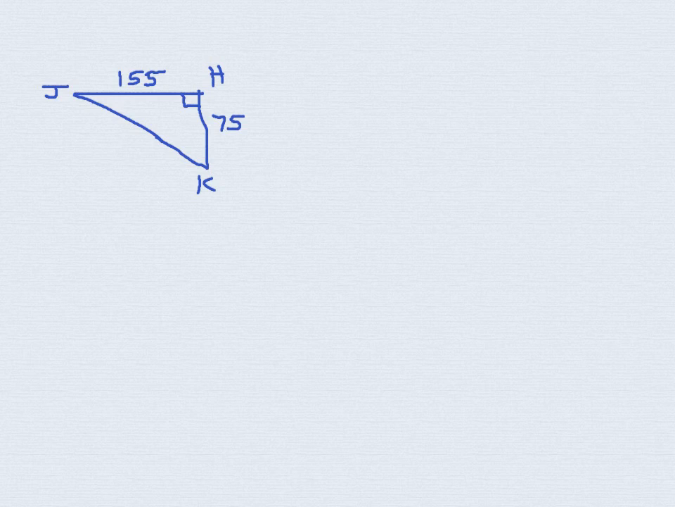You can do one more like this for practice. If we're trying to find an angle, pick an angle. Let's find angle K. With respect to angle K, the two sides that we're given, the first side's the opposite, the second side is the adjacent to angle K. If you start with angle J, then 75 would be the opposite and 155 would be the adjacent.